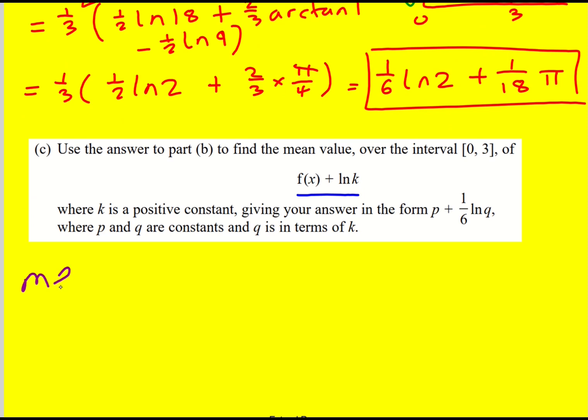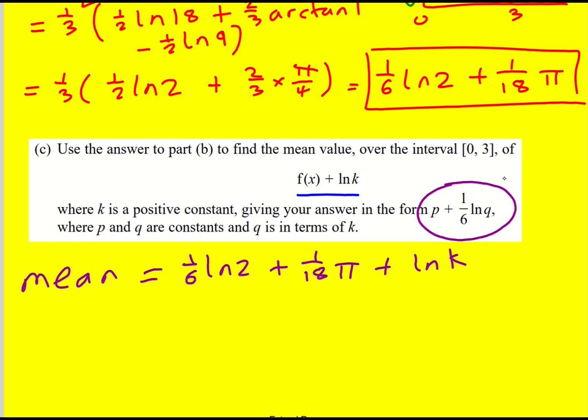So the mean, you could go ahead and do the same sort of integral. You could integrate the whole thing, divide by 3. We already have this result. When you integrate a constant between 0 and 3, we're just going to end up multiplying by 3. We're going to get 3 ln k, and then you divide by 3. You could show it that way, that the mean is just going to go up by ln k. But we don't even need to do that. The mean is just going to be 1/6 ln 2 plus 1/18 pi plus ln k.